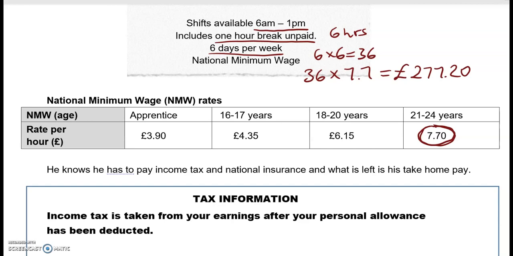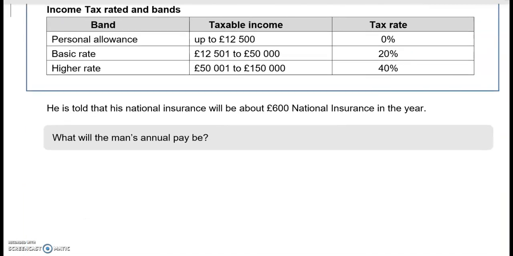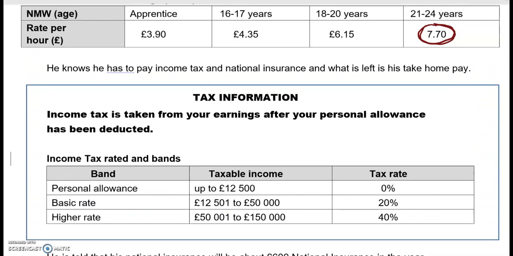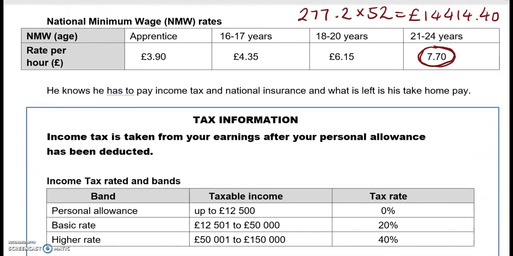Now, as we haven't got any details in terms of holidays, we're going to assume that he's going to do the same amount of work for 52 weeks. So 277.2 times 52, which gives us £14,414.40. So that's the total amount he's been paid before tax. Now we've got the personal allowance of £12,500, so we're going to take that away.